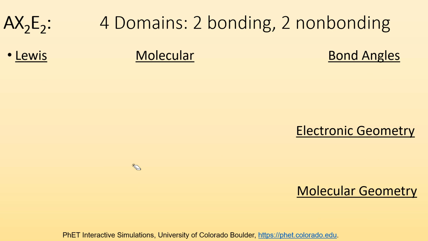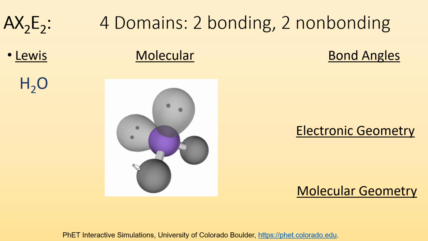AX2E2, still 4 domains total. 2 are bonding, 2 are non-bonding. An example could be H2O, and it looks like this. So now the bond angles are still going to be 109.5 because the parent geometry is still the same. The electronic geometry is still tetrahedral. But the molecular geometry here, ignore the electrons and just look at the bonded atoms. It's bent. Bent with a bond angle of 109.5 degrees. Not all bent shapes will have 109.5 degrees. Some of them might be 120, but this one is 109.5.